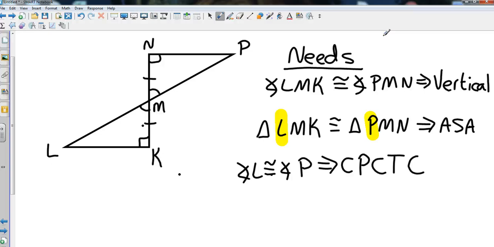So this is a pretty short section, just about 5 minutes. That is Chapter 5, Section 7, using congruent triangles.